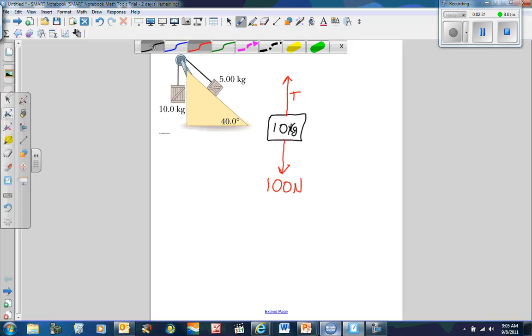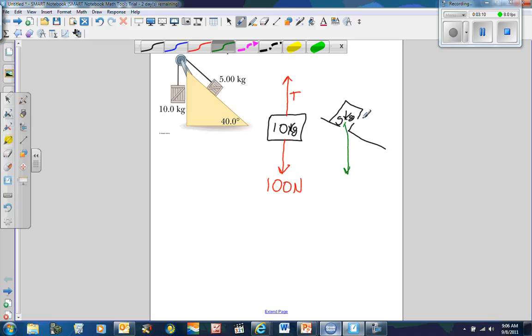The other crate is sitting on this 40-degree incline, and it's 5 kilograms. And we're going to draw the forces on it. One of the forces is two-dimensional, and it is straight down. That's the force of gravity again.